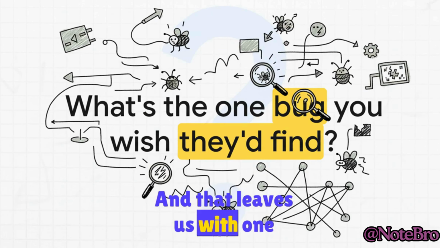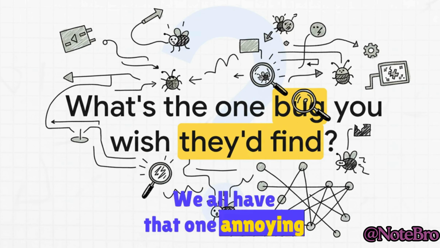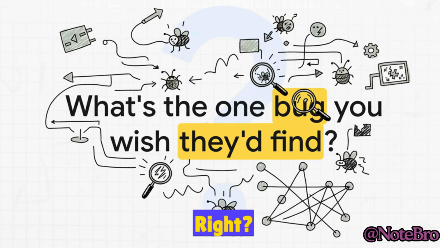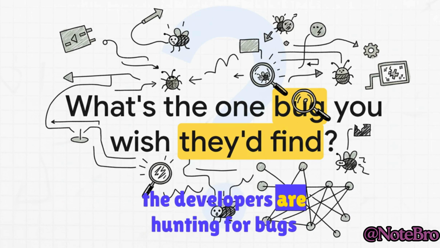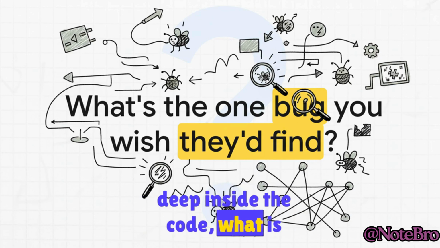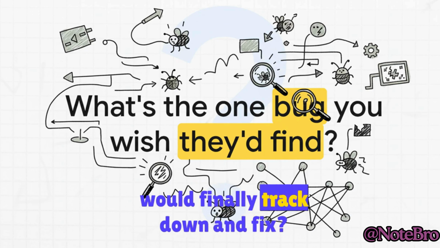And that leaves us with one last thought. We all have that one annoying glitch in an app we use all the time, right? So now that you know how the developers are hunting for bugs deep inside the code, what's the one bug you wish they would finally track down and fix?